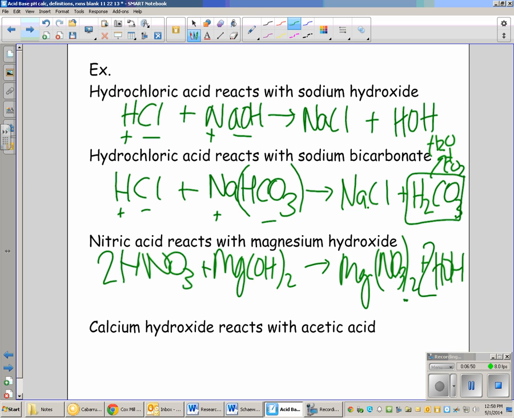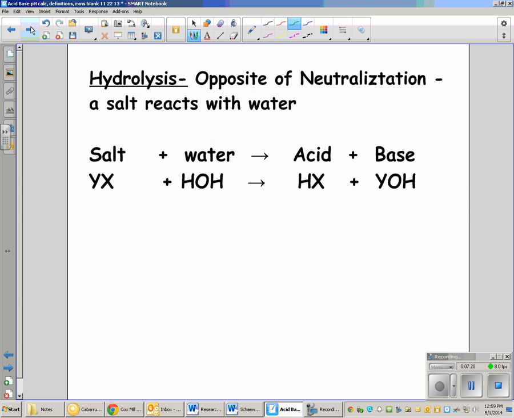What's the word for water breaking stuff apart? You guys know what the lysosome does? Breaks things apart. What does Lysol do? Breaks apart, kills germs, right? What do you think hydrolysis means? Hydro means what? Water. Lysis? Water breaking apart stuff. Awesome. Opposite of neutralization. Water reacts with salt. Water says, hey, salt, I'm going to break you up. Boom. Breaks it up.